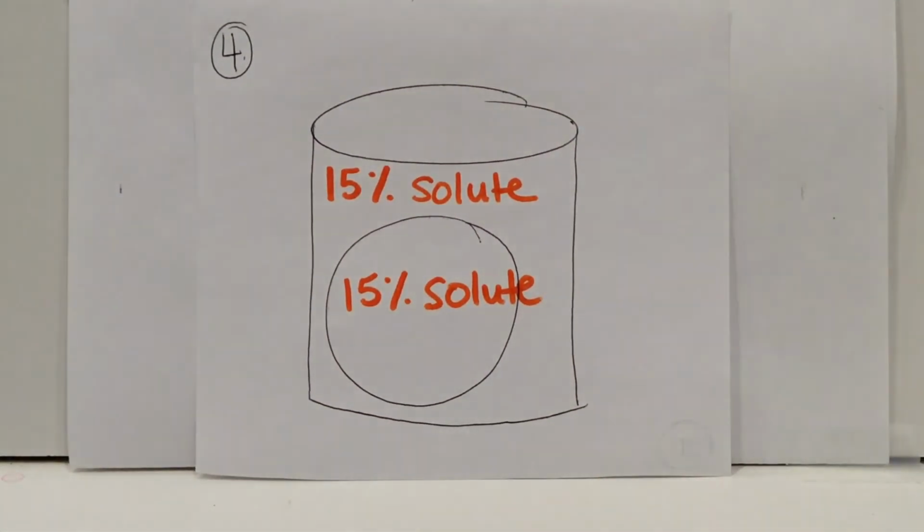Number 4. 15% solute outside the cell, 15% solute inside the cell. Write the missing percentages of water inside and outside the cell. Draw the direction that water will move. Write what will happen to the cell and what type of solution the cell is in.